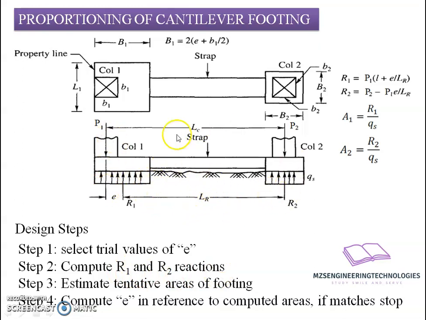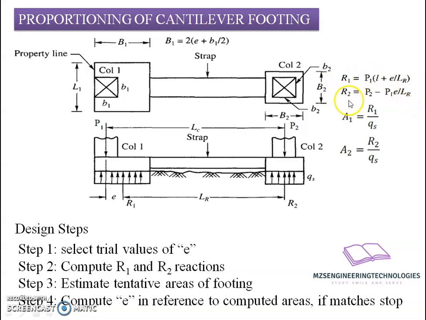This is a planar geometry where coplanar forces act. That's why we have three static equilibrium equations: summation of forces in the y direction, summation of forces in the x direction, and summation of moments about any axis should equal 0. From this statics, we are going to calculate R1. The R1 and R2 obtained from such statics are: R1 equals P1 (L plus E) divided by LR, and R2 equals P2 minus P1 into E divided by LR.